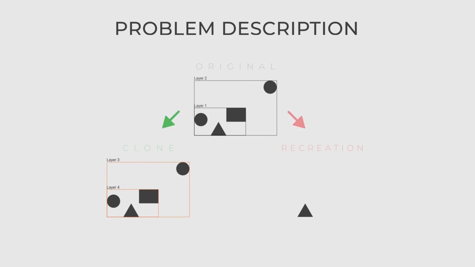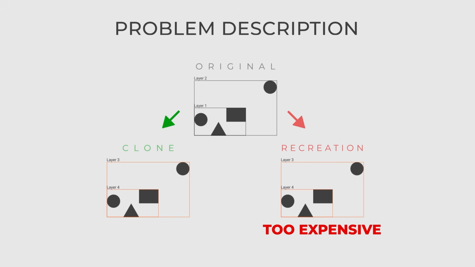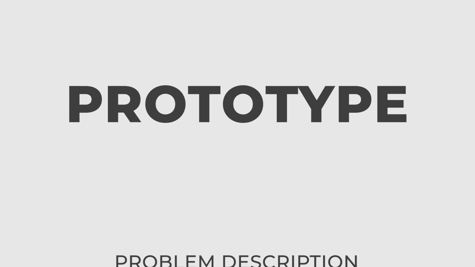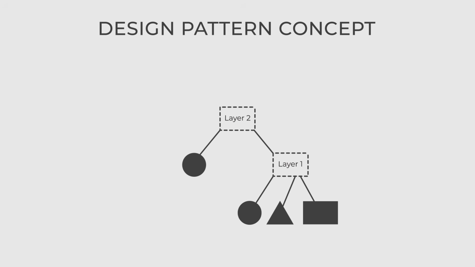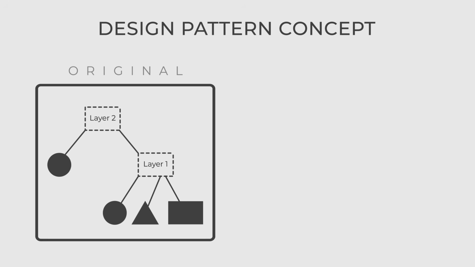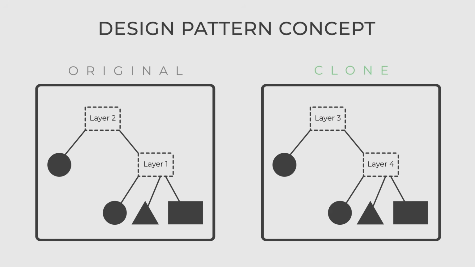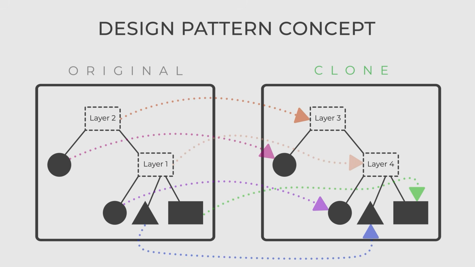Of course, you can recreate all objects and layers from scratch, but this can be too complicated and expensive. So, you want to be able to duplicate the entire structure, and for that, you can use the prototype design pattern. The prototype design pattern is a creational design pattern that allows you to create new objects by copying or cloning existing ones. It focuses on constructing new instances by duplicating existing ones, minimizing the object creation overhead.